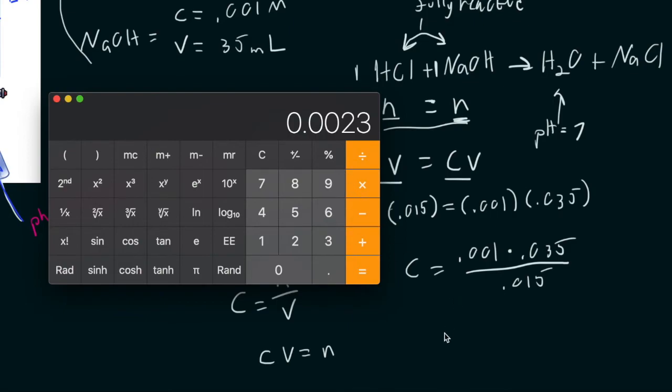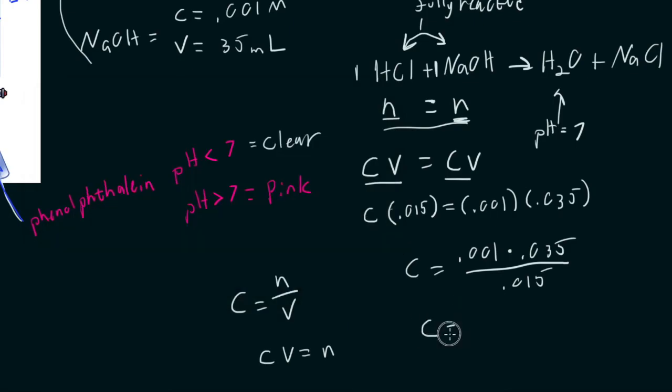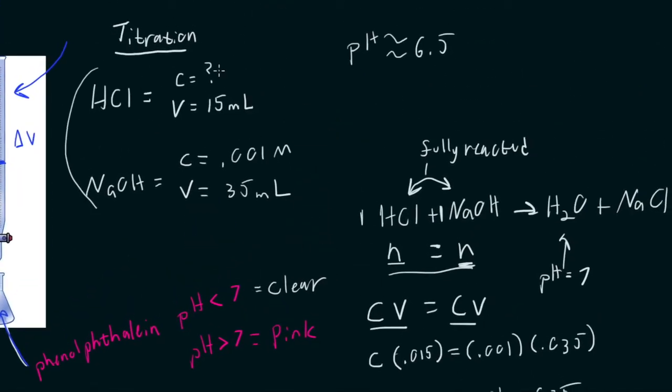And I end up with a concentration of 0.0023. So I can bring that back up here. Now I know that concentration, 0.0023 molar. And I could even figure out the pH of that hydrochloric acid. It's going to be 2.64.